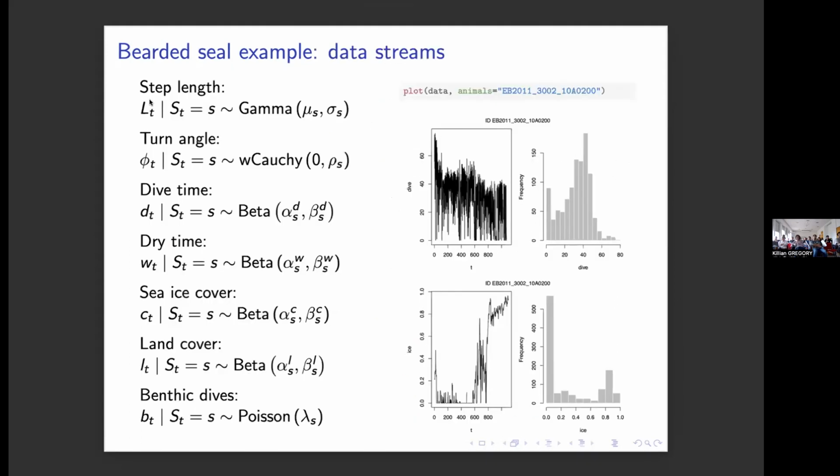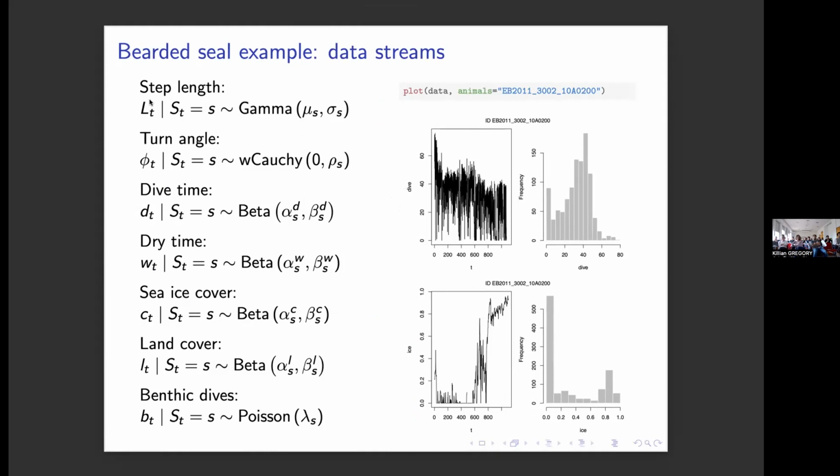So we have all those data streams. We have our typical gamma and von Mises for the steps and turns. Then our dive data were the proportion of each 6-hour interval spent diving. We used the beta distribution for that because it's bound between 0 and 1, since it's a proportion. And then dry time was the amount of time it was dry, so that's also a beta.